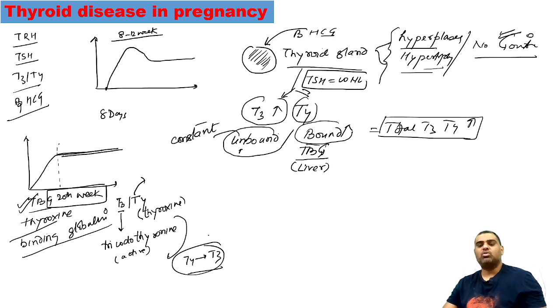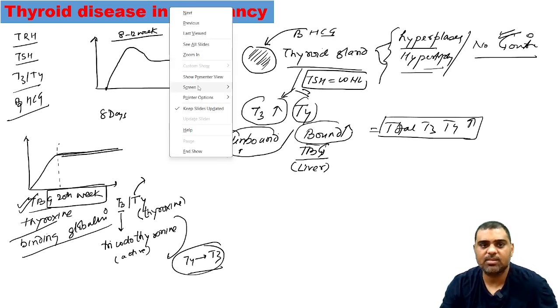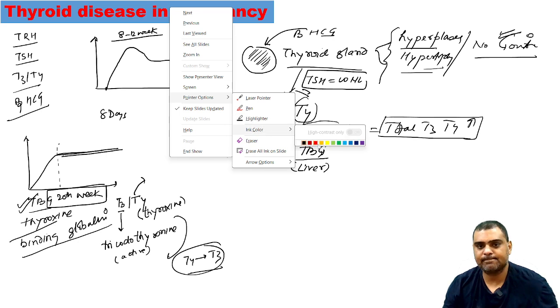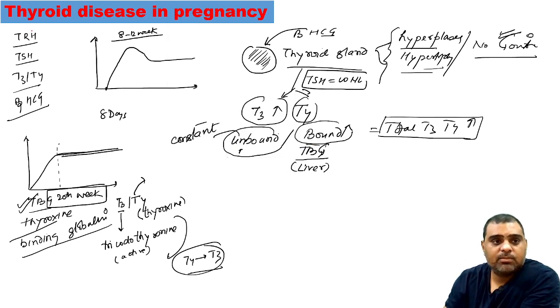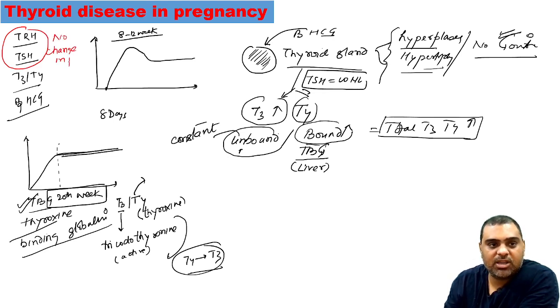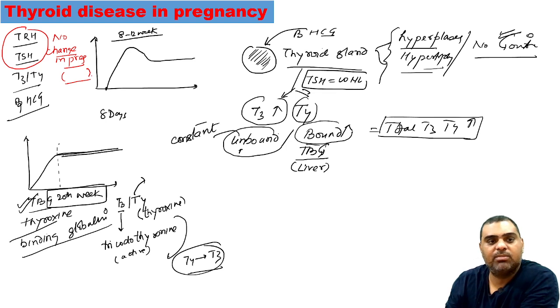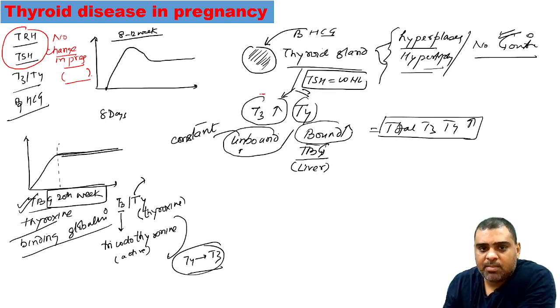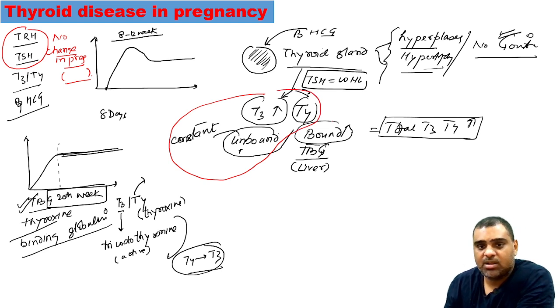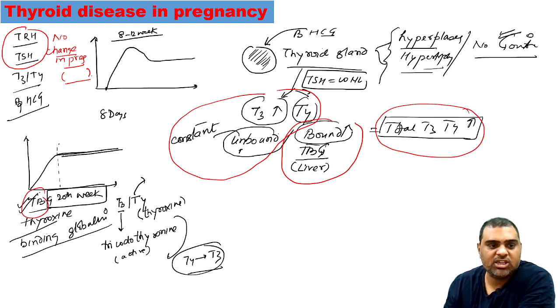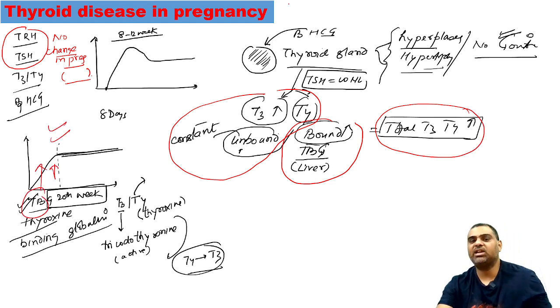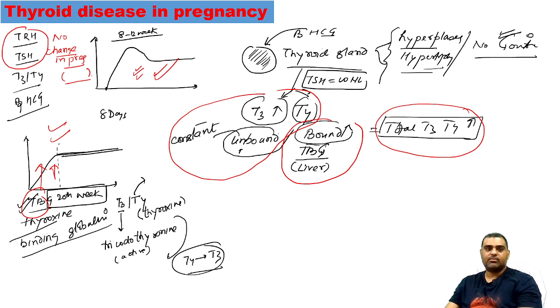There are a lot of questions that can be framed from this. TRH and TSH: no change in pregnancy, meaning their values are within the normal maximum and minimum. Unbound T3 and T4 constant. Bound T3 and T4 increases. Total T3 and T4 increases. TBG increases. You have to remember all this. Beta HCG, you all know, remember this graph. So these all can be asked as a question.